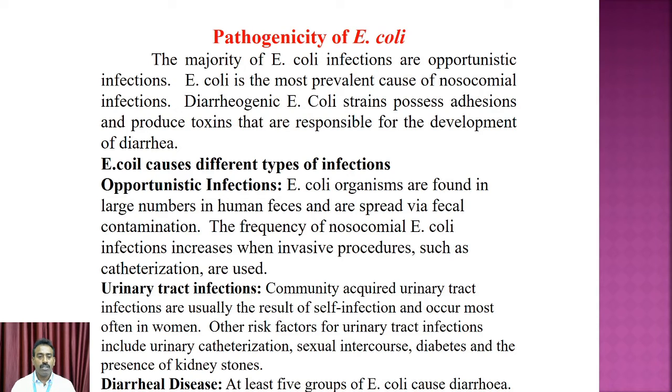So next one, urinary tract infection. The community acquired urinary tract infections are usually the result of self infection, occurring most often in women. The other risk factors for urinary tract infections include urinary catheterization, sexual intercourse, diabetes and the presence of kidney stone formation. And last one, the diarrheal disease. At least 5 groups of E. coli cause diarrhea.